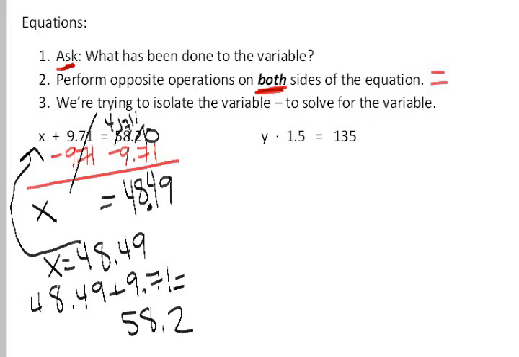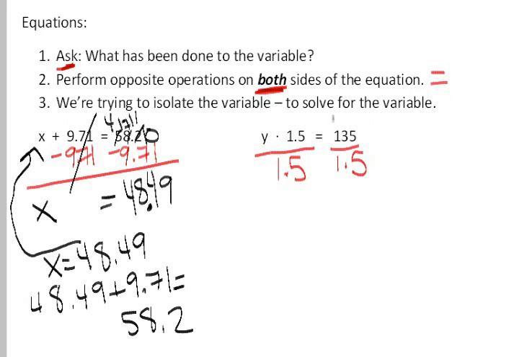Let's take a look at this next example here. Y times 1.5 equals 135. So again, we look at the side of the equation where the variable is and ask what has been done to y. Well, it has been multiplied by 1.5. So we need to do the opposite of multiply, which is to divide by 1.5. So we need to show that we're dividing by 1.5 on both sides of the equation.